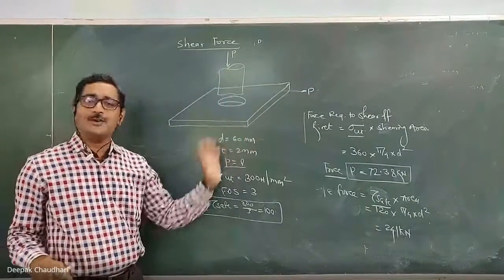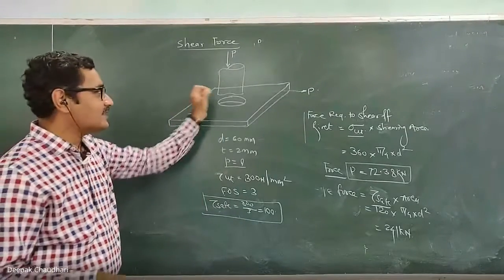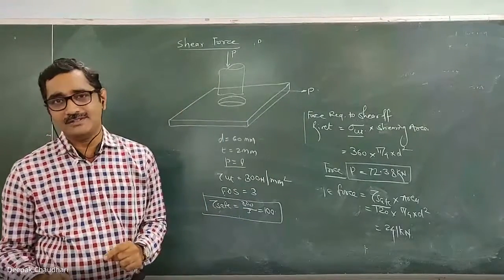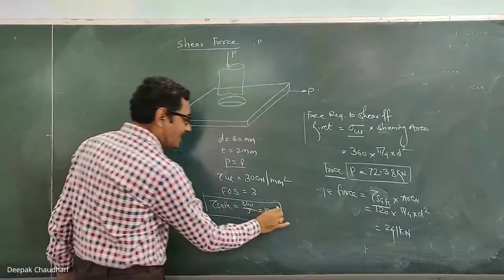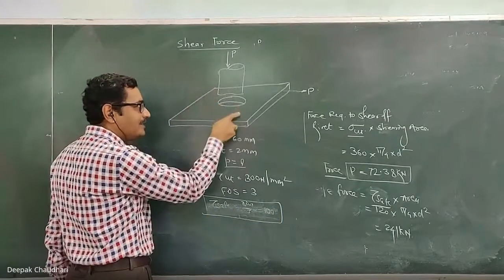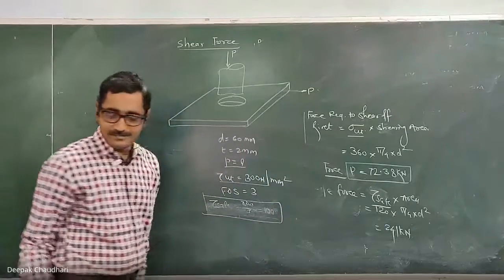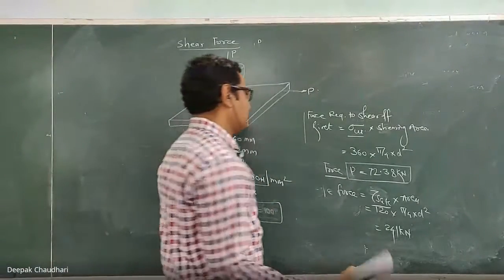With that force, we cannot punch. We cannot make the circular hole in that plate. So no need to calculate the safe stress here. Since we have to make the hole, it means we have to fail the material, and to fail the material we have to consider the ultimate stress. Understood? Next thing.